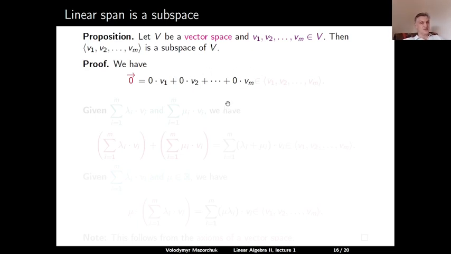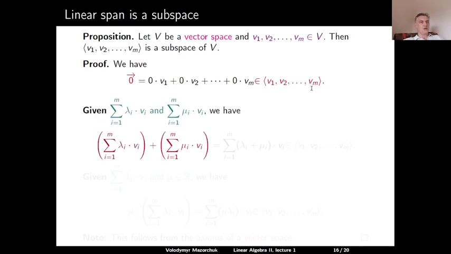So, of course, this is an element in our linear span, so the zero vector belongs to the linear span of our elements. Next, we need to check that our linear span is closed with respect to addition of vectors. So if we have two elements in the linear span, each element is a linear combination of v1 and so on vm. We take one such linear combination with coefficients lambda i's and another such linear combination with coefficients mu i's. And we try to add them.